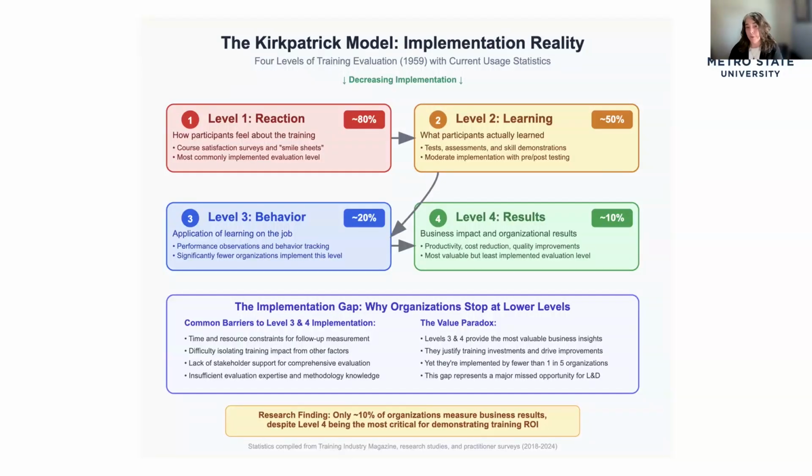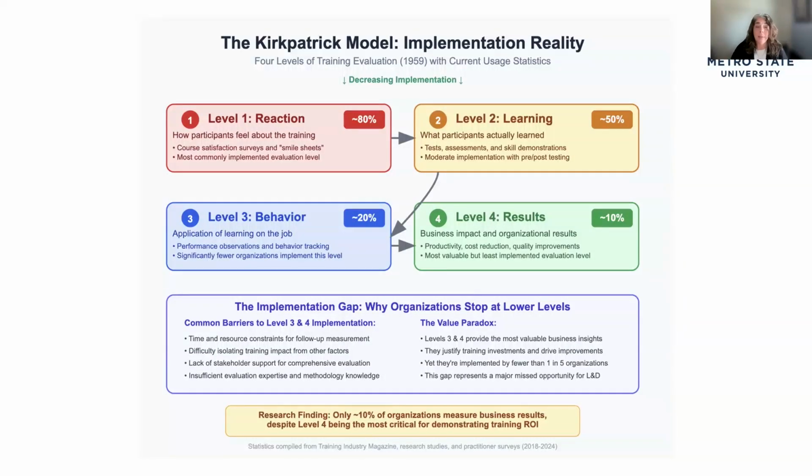Level two goes a little bit further, and we call it learning. And approximately 50% of learning out there takes that extra step to do this. And this is about trying to figure out what participants actually learned. You can see tests, assessment, skill demonstration, for example. And that's better, right? Then level three, which is where we really would love to get to, only about 20% of the people do this, and that's looking at application of learning on the job. So to be able to understand that or to evaluate that, you'd have to do, as it says here, performance observation, behavior tracking of some sort.